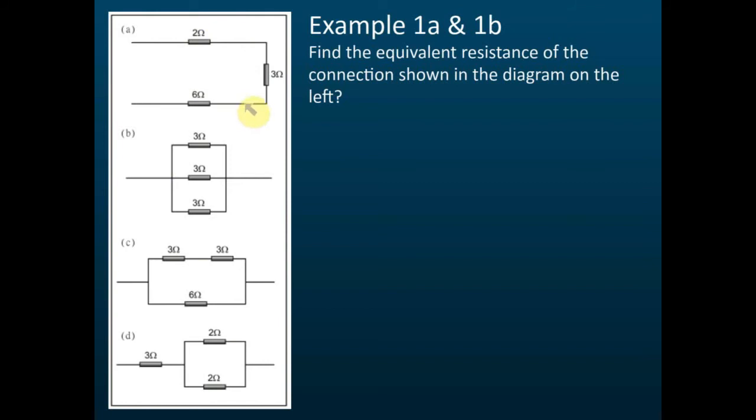Therefore, the effective resistance R is equal to 2 ohm plus 3 ohm plus 6 ohm, which is equal to 11 ohm. Very easy, right? So that's for A. Then how about B? B is a parallel circuit, right?